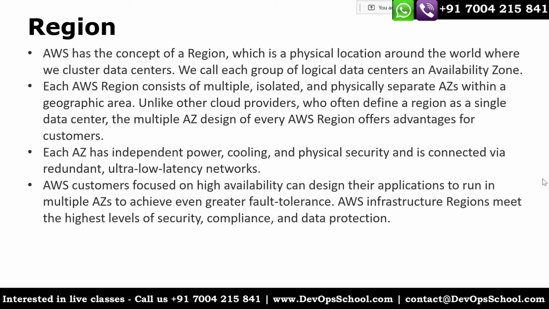Each zone has independent power, cooling, physical security, and is connected by a redundant ultra low latency network. AWS customers focused on high availability can design their applications to run in multiple zones to achieve even greater fault tolerance. AWS infrastructure regions meet the highest level of security, compliance, and data protection. Are you understanding now, all of you? What is the region?